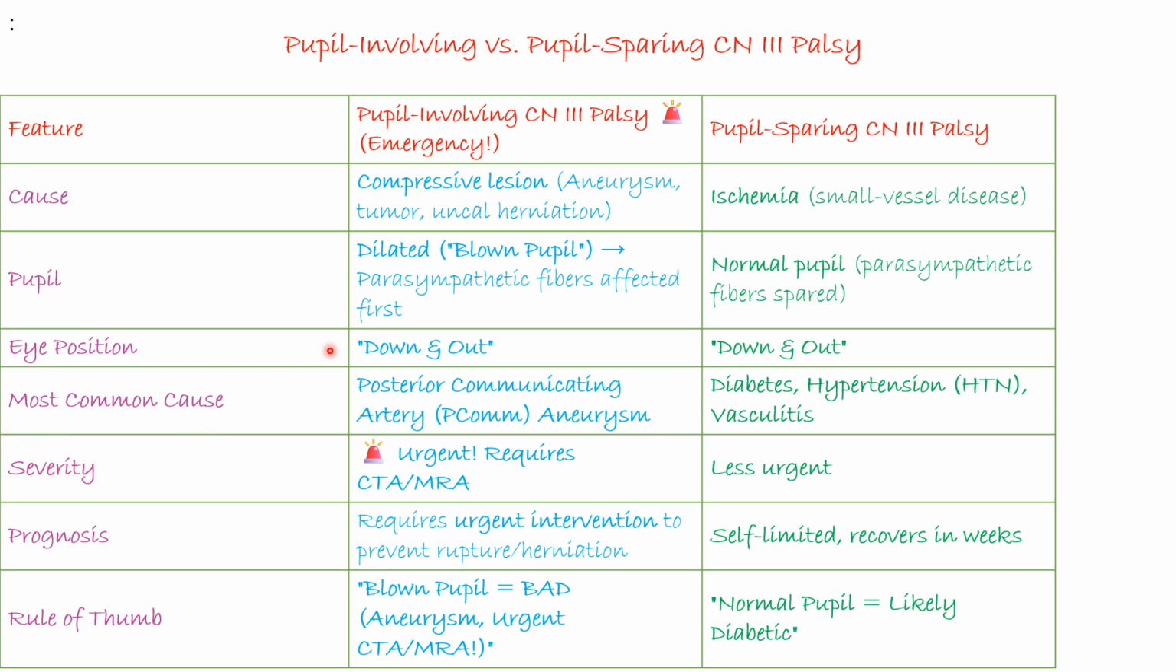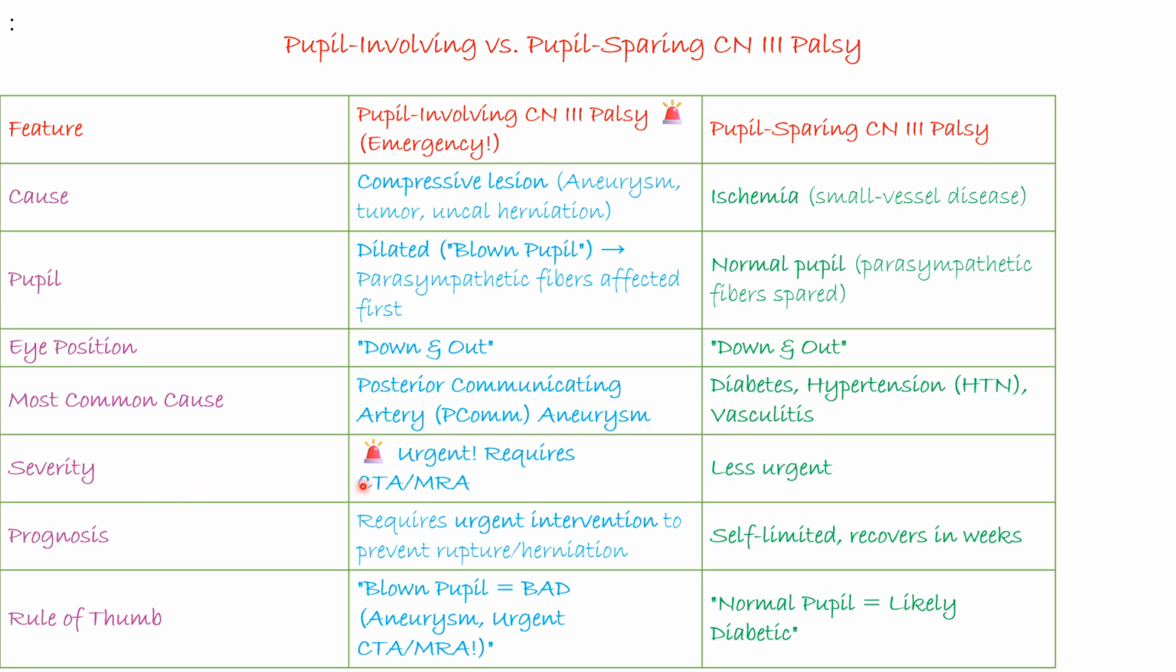The most common cause of pupillary involving cranial nerve 3 palsy is usually posterior communicating artery aneurysm. This is a must know. So the posterior communicating artery aneurysm, when it compresses on the oculomotor nerve, then you can develop pupillary involving cranial nerve 3 palsy. Whereas pupillary sparing cranial nerve 3 causes are usually diabetes, hypertension, and vasculitis.